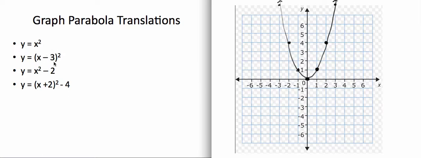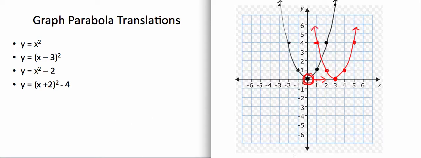Now when we have x minus 3 on the inside of our parentheses, that means we take our vertex, or the starting point, and we move it 3 spots to the right, just like we did with the absolute value. And then our points and how they are configured are the same way. We just move each one of these 3 spots to the right. And our parabola continues there.